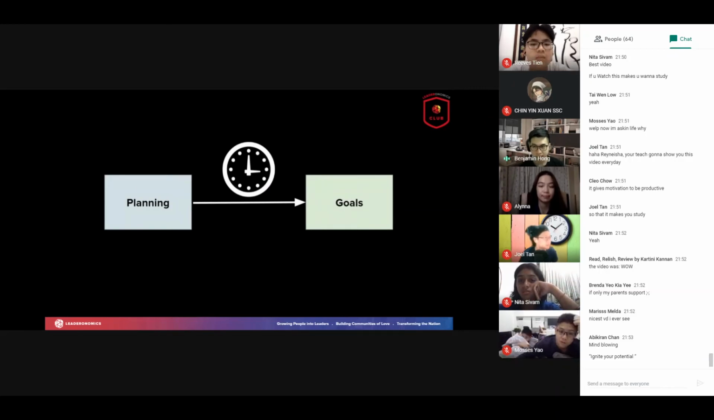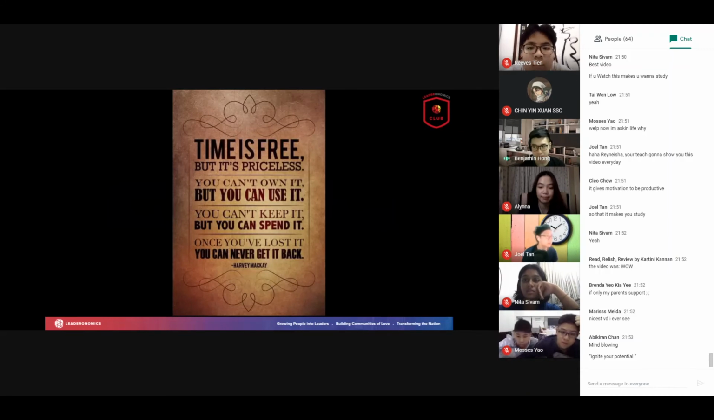So before I end here, I want to leave you with this quote. Time is free. Okay, I'm gonna read it. Time is free, but it's priceless. You can't own it, but you can use it. You can't keep it, but you can spend it. Once you have lost it, you can never get it back. So think about the time that you have probably wasted or already passed.